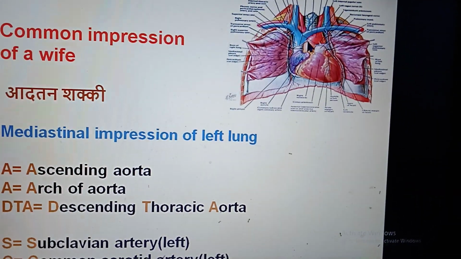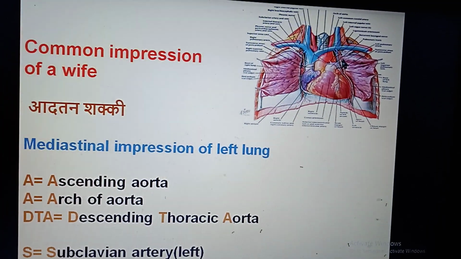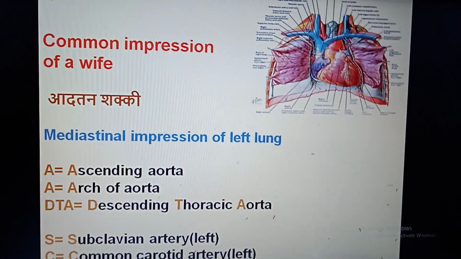Here you can see this is ascending aorta, then arch of aorta, then it becomes descending thoracic aorta, the left subclavian and the left common carotid artery.